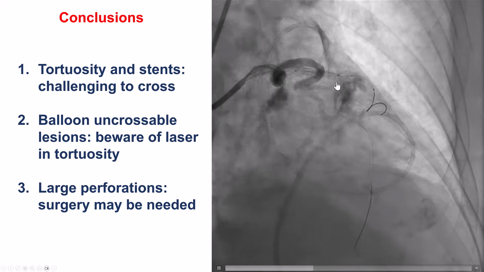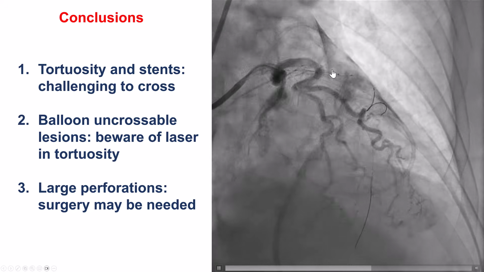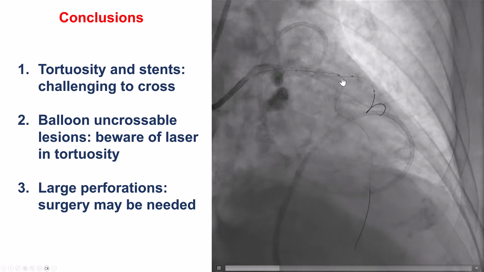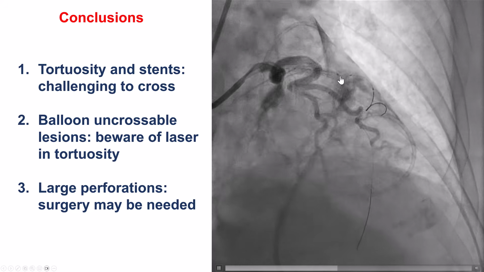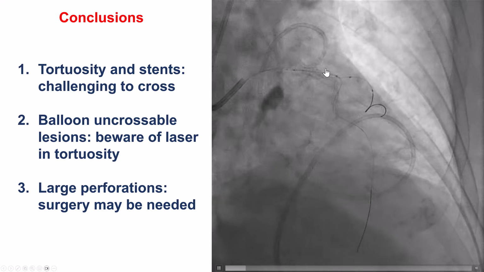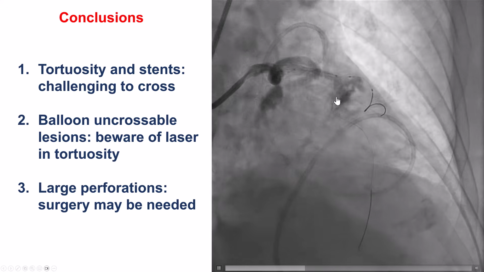I suspect this is in part what happened with the laser as well. So tortuosity and side branches at the bends can really make it hard to advance equipment through those bends. One potential solution is to try to get a guide extension advanced past the origin of those side branches, but even that was not good enough in this case.